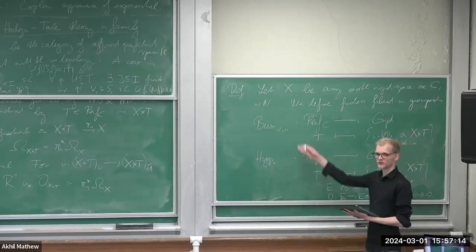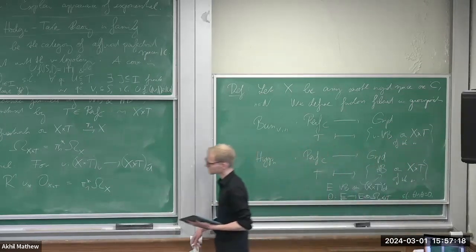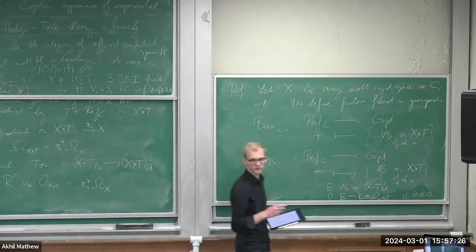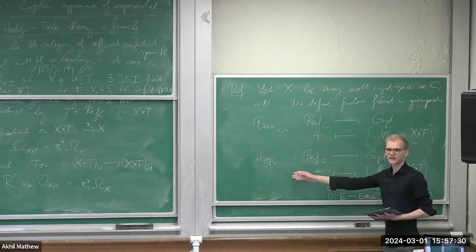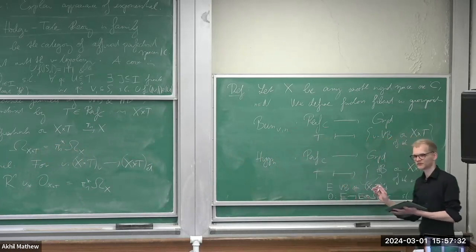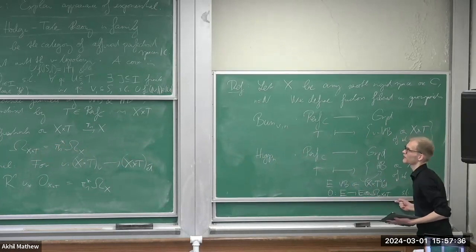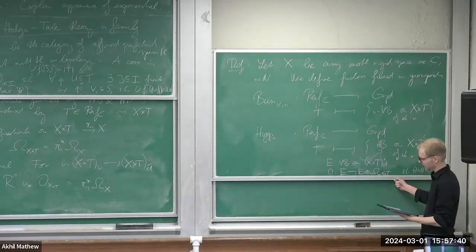Okay, so the goal is to compare these two stacks now. If X is smooth and proper, can this be upgraded to an equivalence of stacks? And what I want to explain is that the answer is no, these two stacks are not equivalent. Rather, one is a twist of the other over the Hitchin base. That's going to be the main theorem I want to explain, and I want to explain it in the case of curves.